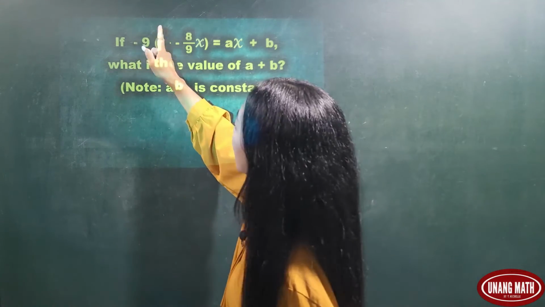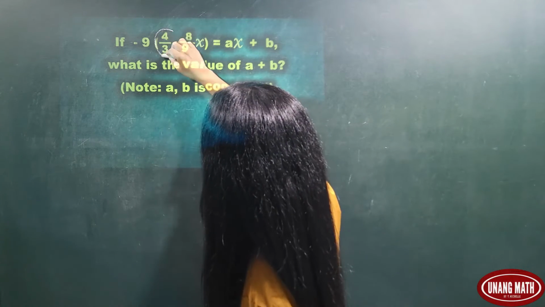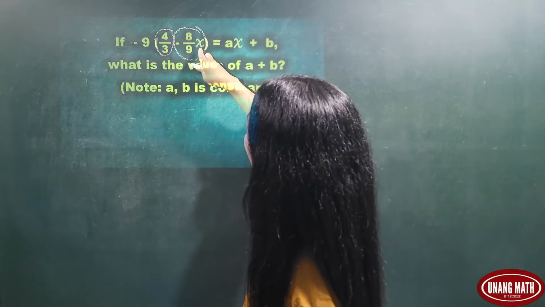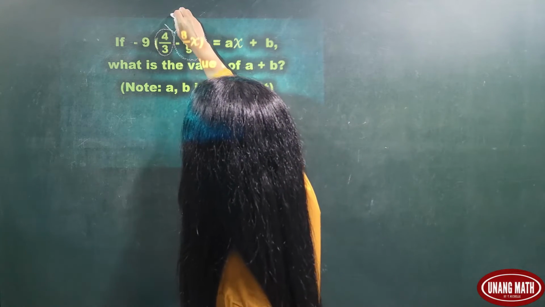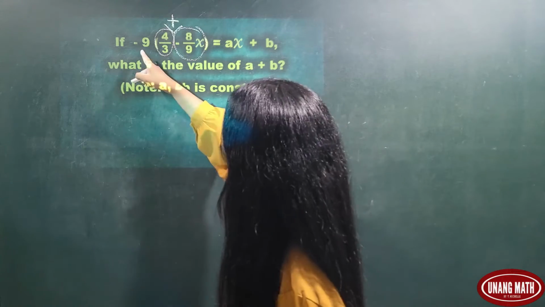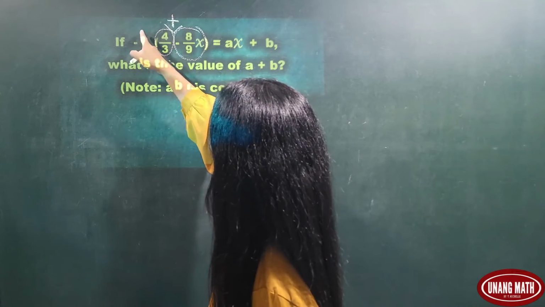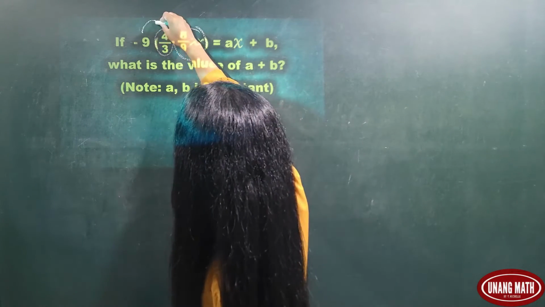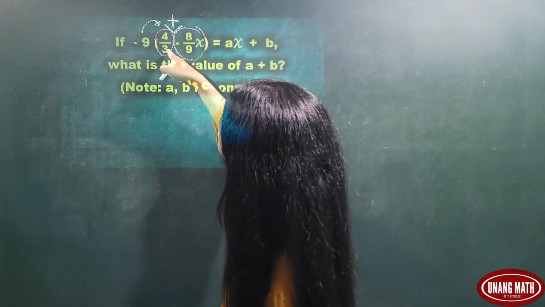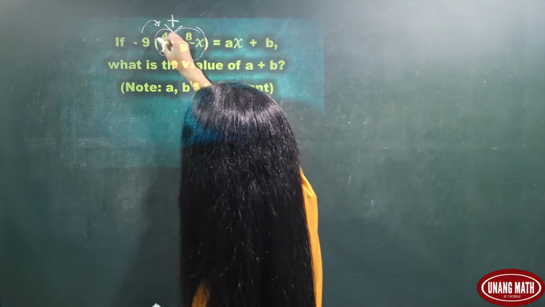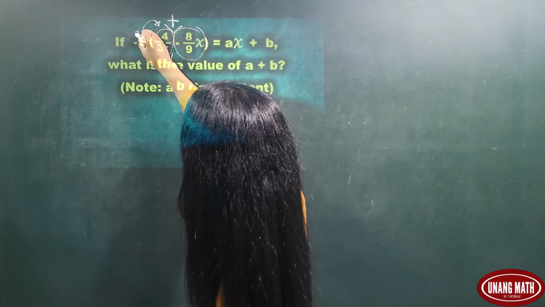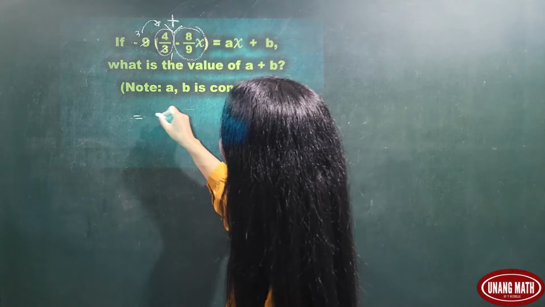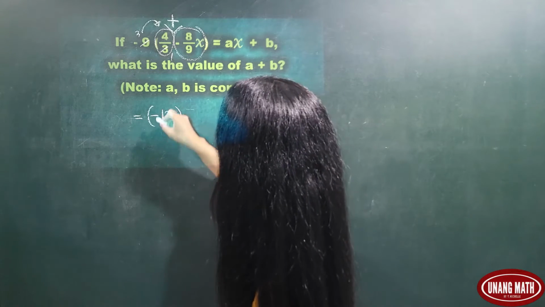To answer this properly, 4 over 3 is one term. Negative 8 over 9x is another term. So we can just insert a plus sign here. Negative 9 must be multiplied to each term inside this parenthesis. Let's start with negative 9 times 4 over 3. We can simplify. This becomes 1, this becomes 3. So negative 3 times 4 is equal to negative 12.